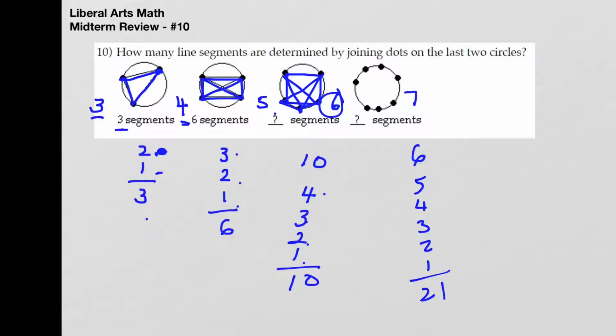And then I can verify it by counting if I'd like to. 1, 2, 3, 4, 5, 6. Okay, well, I think this is going to work. 1, 2, 3, 4, 5. 1, 2, 3, 4. 1, 2, 3. 1, 2, and then 1. And there you go, 21. That's how you solve that problem.